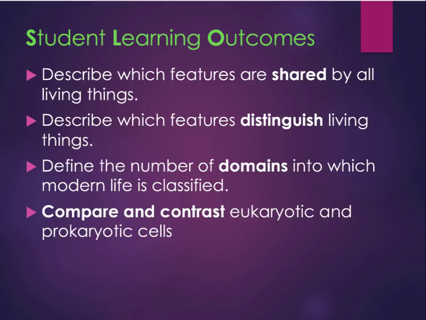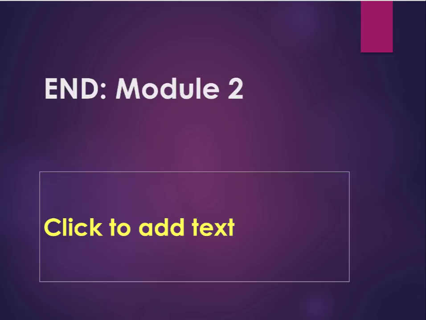As we conclude this module, you should now be able to describe which features are shared by all living things. You should also be able to describe which features distinguish living things from each other. Finally, you should be able to describe the number of domains into which modern life is classified, as well as comparing and contrasting eukaryotic and prokaryotic cells. That brings us to the conclusion of Module 2.